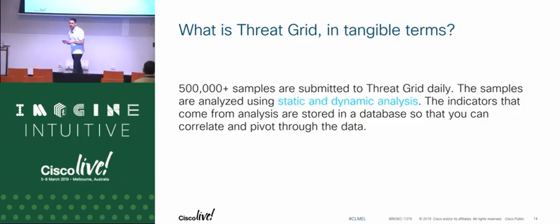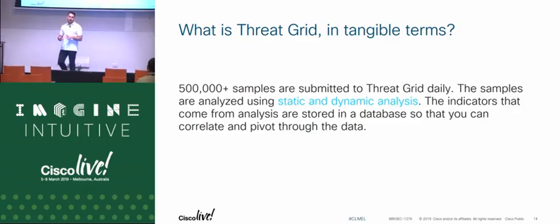Dynamic analysis is actually looking at what that file does when it executes. So we're putting those files into a VM, and we're executing them. So 500,000 times per day. That means we're standing up 500,000 or more VMs every single day. That's tremendous scale, right?